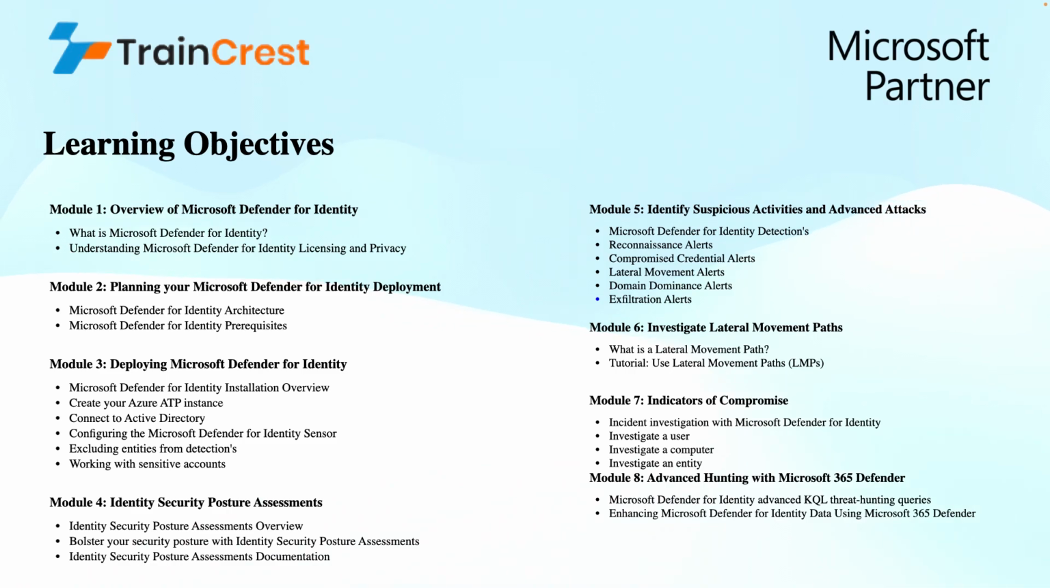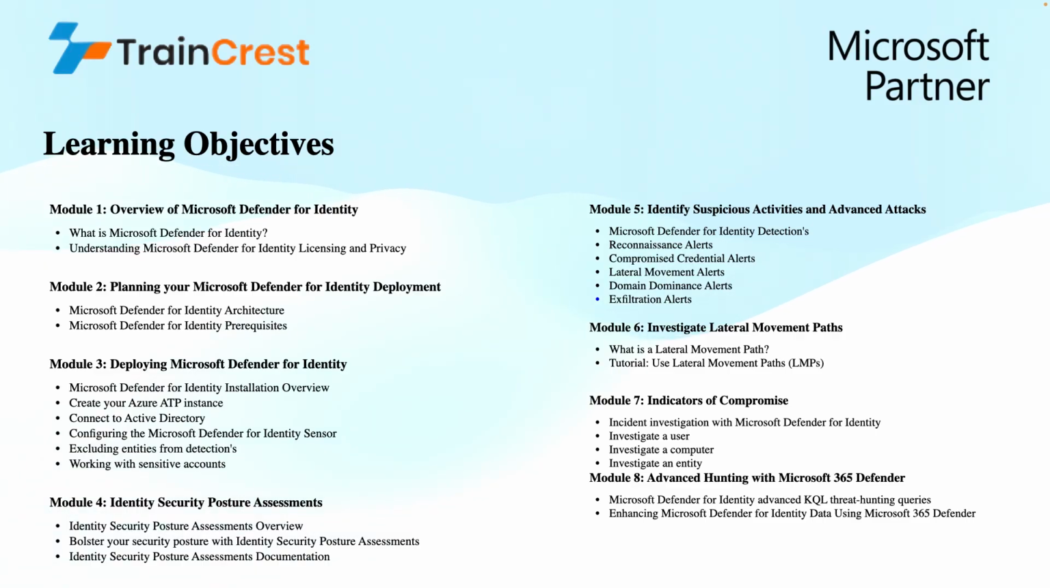Module 4 is about Identity Security Posture Assessment, where I will talk about the Identity Security Posture Assessment, bolster your security posture with Identity Security Posture Assessments, Identity Security Posture Assessment documentation. Module 5 will be about Microsoft Defender for Identity detections, reconnaissance alerts, compromised credential alerts, lateral movement alerts, domain dominance alerts, exfiltration alerts. Module 6 will be about investigating the lateral movement path.